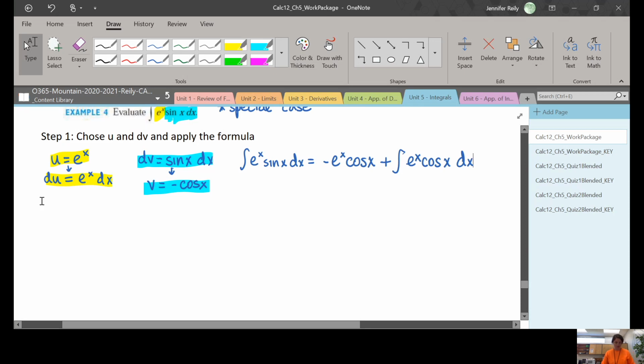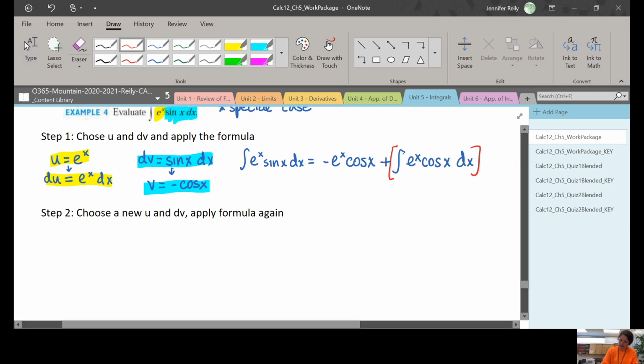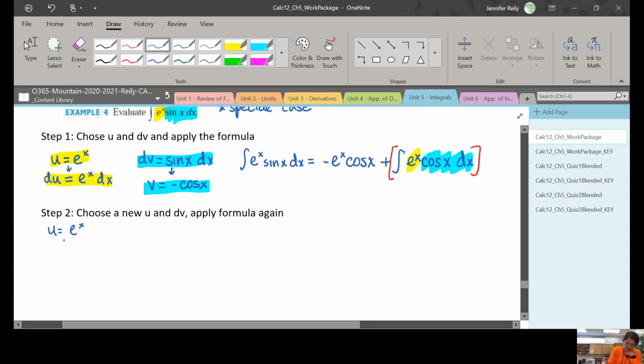Now, step 2 is choose a new u and dv, apply the formula again. So in our new integral that we have here, we're going to choose a new u and a new dv. So I'm going to choose u equals e to the x, and dv is cos x dx. So it's going to look pretty similar. du equals e to the x dx. And our dv is going to be cos x dx, so our antiderivative v of cos x is sine x.